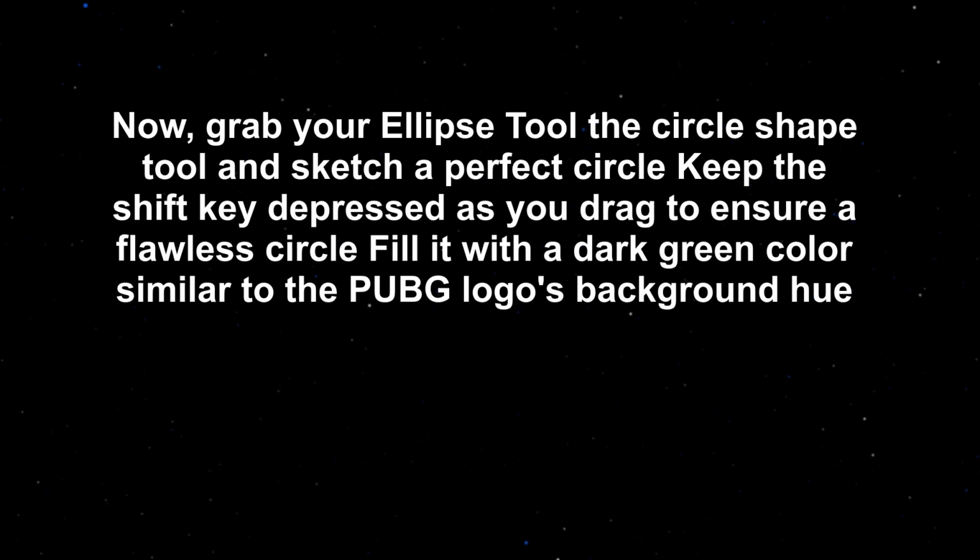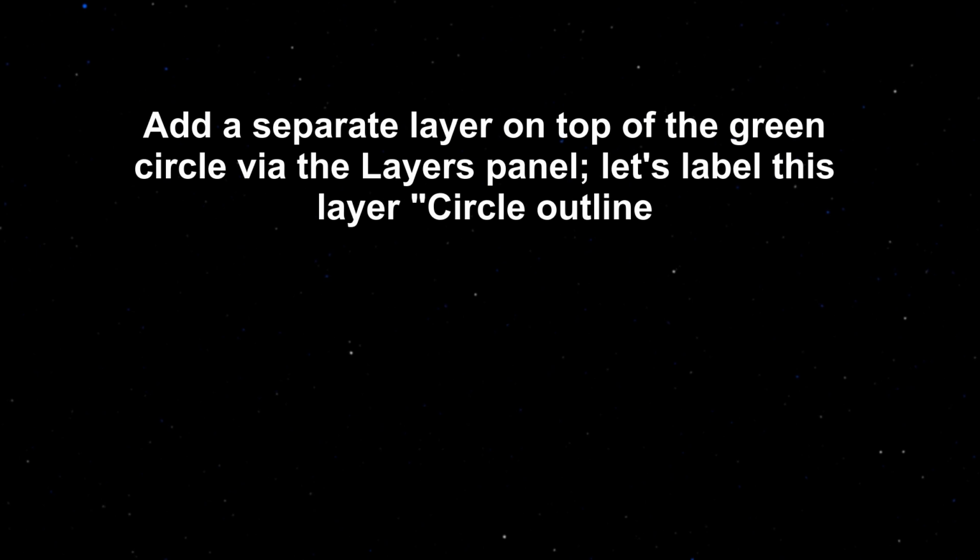Now, grab your ellipse tool, the circle shape tool, and sketch a perfect circle. Keep the Shift key pressed as you drag to ensure a flawless circle. Fill it with a dark green color similar to the Pubg logo's background hue. Add a separate layer on top of the green circle via the Layers panel. Let's label this layer Circle Outline.